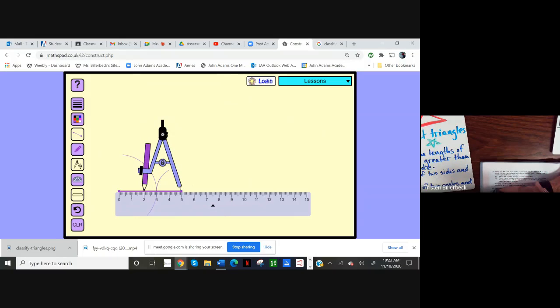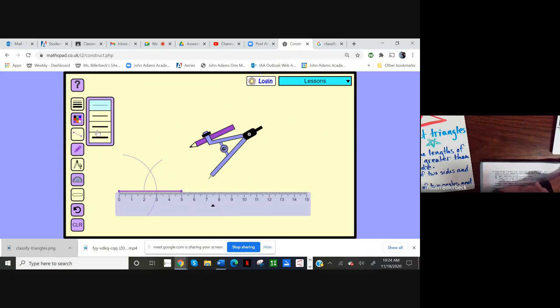So that would make a triangle, because now we have an intersection here. So that's why the two sides have to add up to be more than the third side. Otherwise, we can't make a triangle.